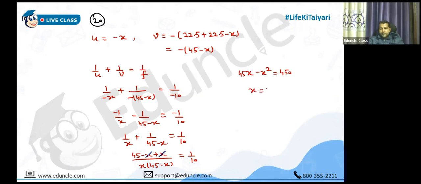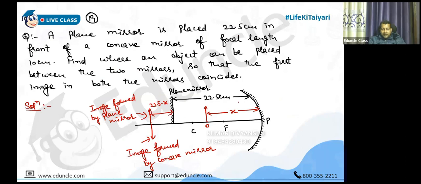So 30 is not possible, na? Because when we place the object beyond C, the image will be between C and F. Na? So only this thing is possible. Please check. And otherwise also it will be behind the plane mirror, na? Because the plane mirror distance is 22.5. So we cannot place the object behind the plane mirror. Otherwise we won't be able to get the image through the plane mirror. Na? So that's why it is not possible. Okay. Clear?